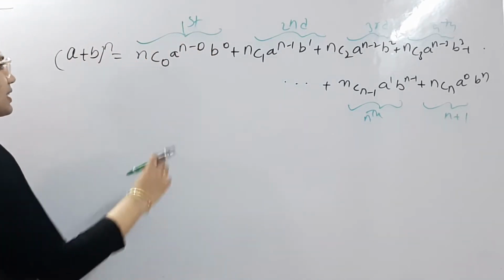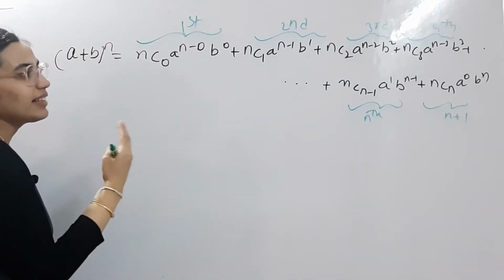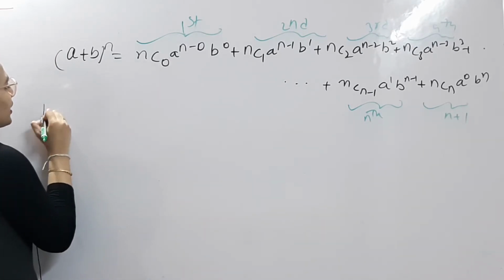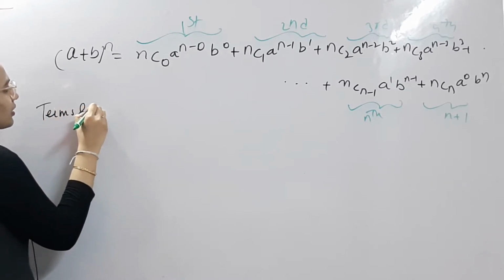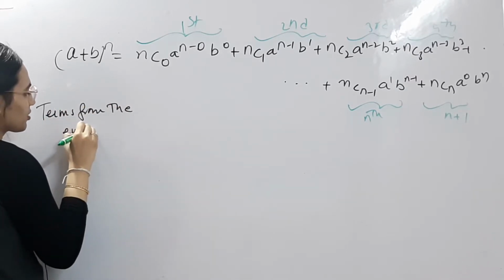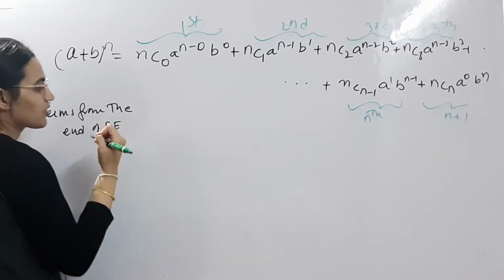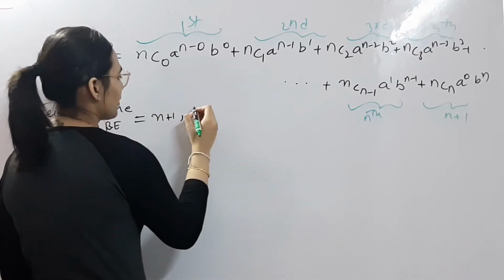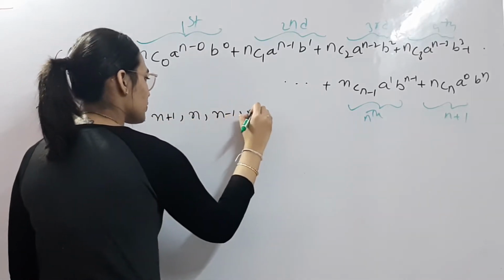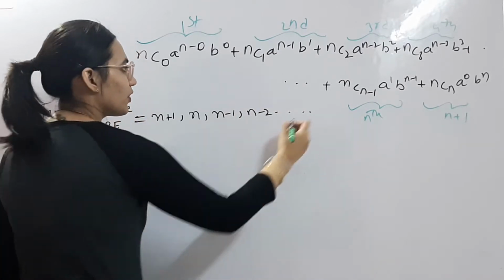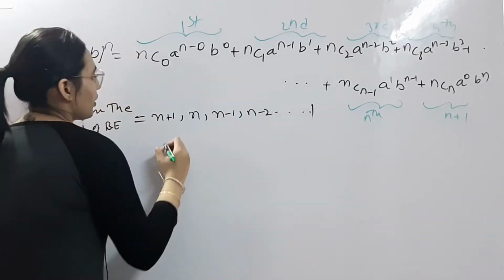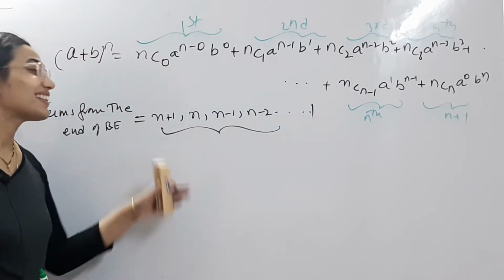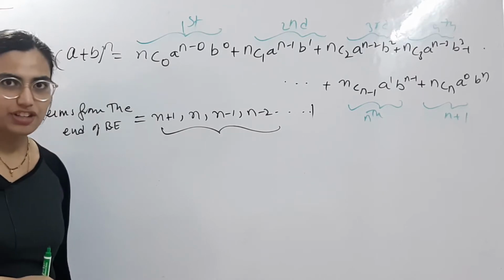Now, using that logic, if we write the terms from the end, these are nothing but terms from the end of an expansion. Writing the binomial expansion from the end, what is it? T(n+1), Tn, T(n-1), T(n-2) and so on up till T1. Right. What is this sequence? Is it familiar? Yes. This is in AP, arithmetic progression.